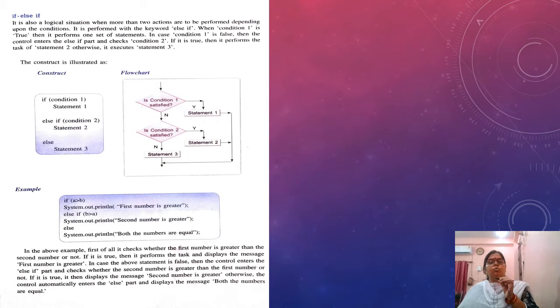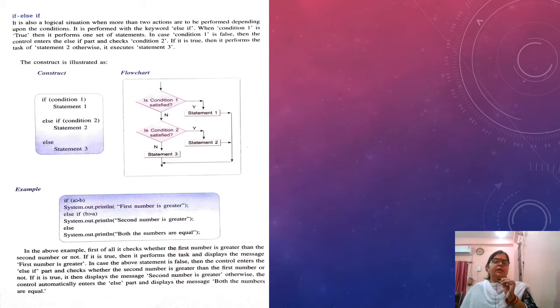When condition 1 is true, it performs one set of statements. In case condition 1 is false, the control enters the else if part and checks that condition. If it is true, it performs statement 2, otherwise it executes statement 3. Here it is given: if, else if, and else. It has been shown with the help of a flowchart also. Is the condition satisfied, then statement 1, otherwise go to the next condition. If it is satisfied, statement 2, otherwise statement 3.